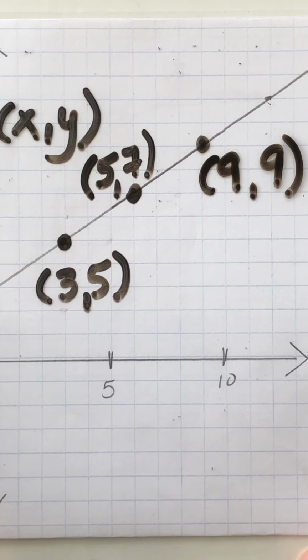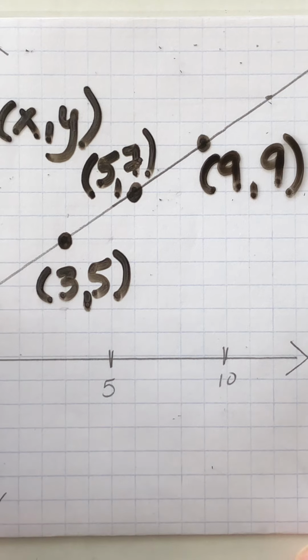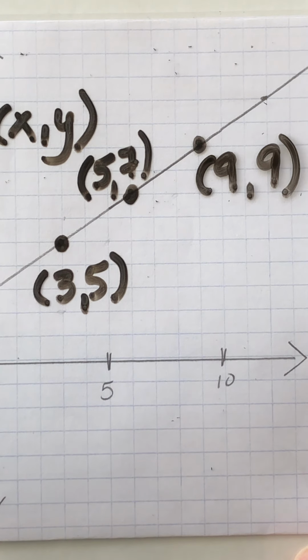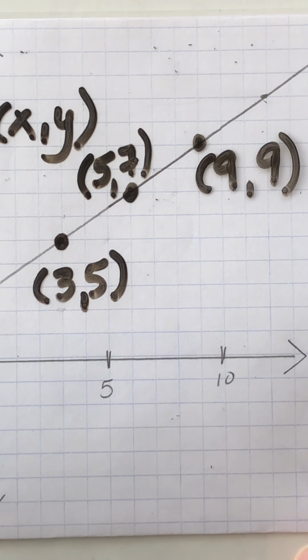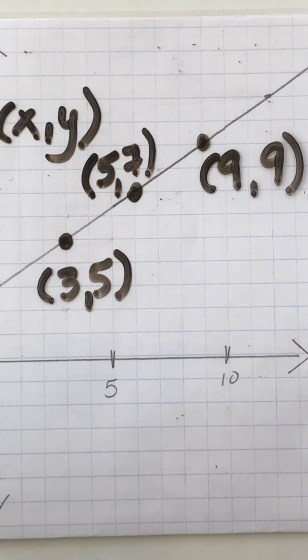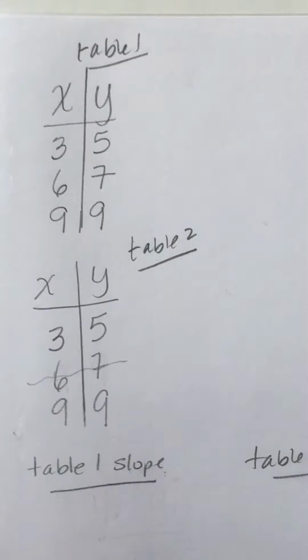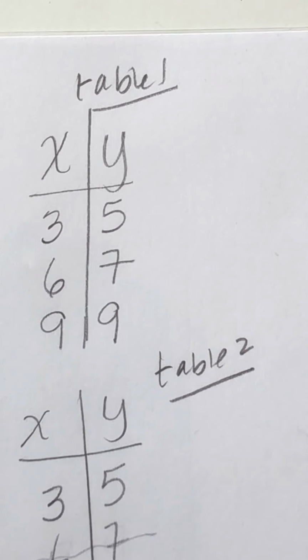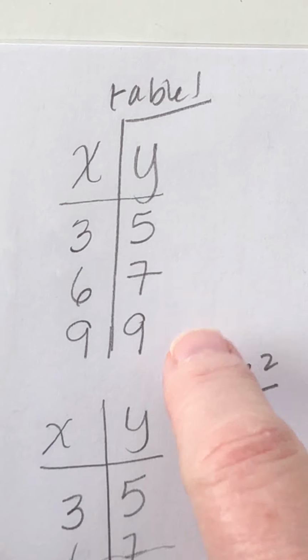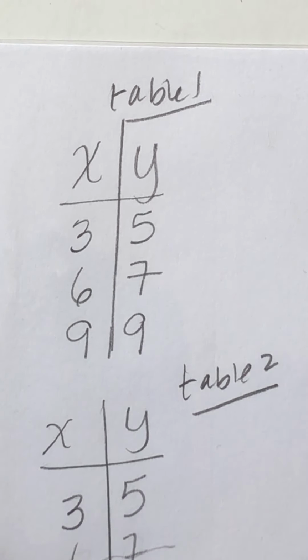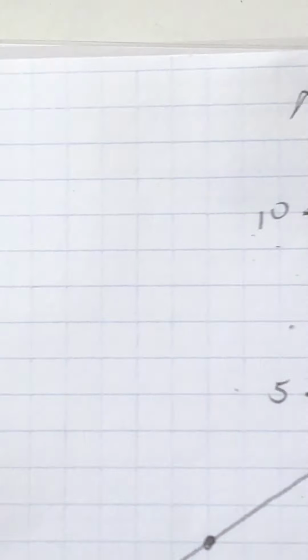So with those points, if I just knew points without the actual picture of the graph, I could find my slope. So let's take a look at that. I put our values in a table. So I took the 3 points that we got from the graph.